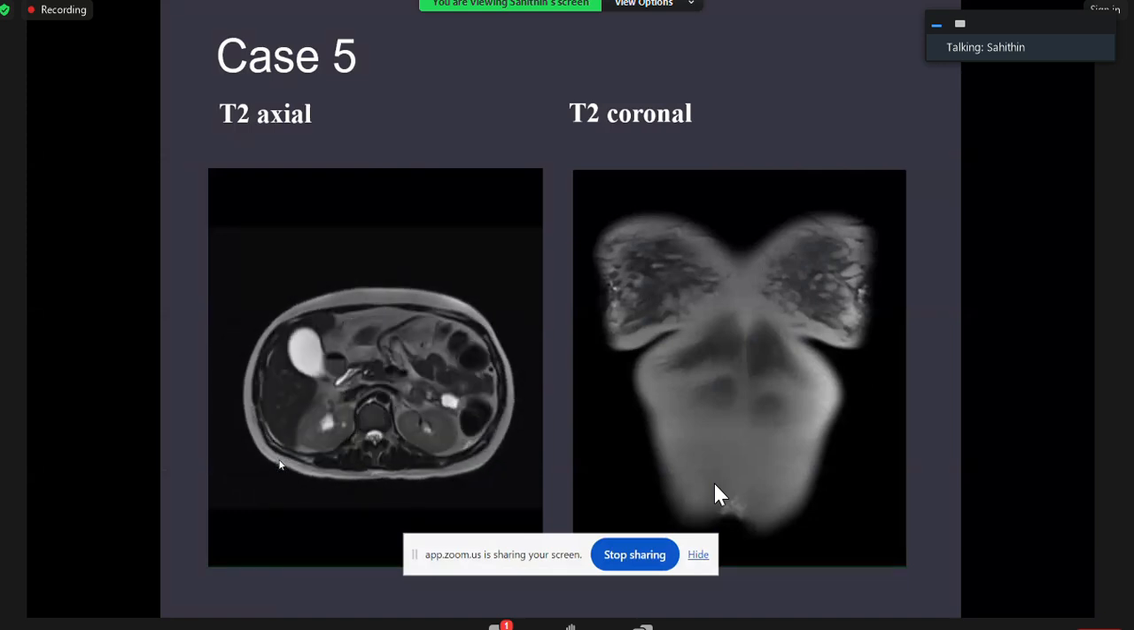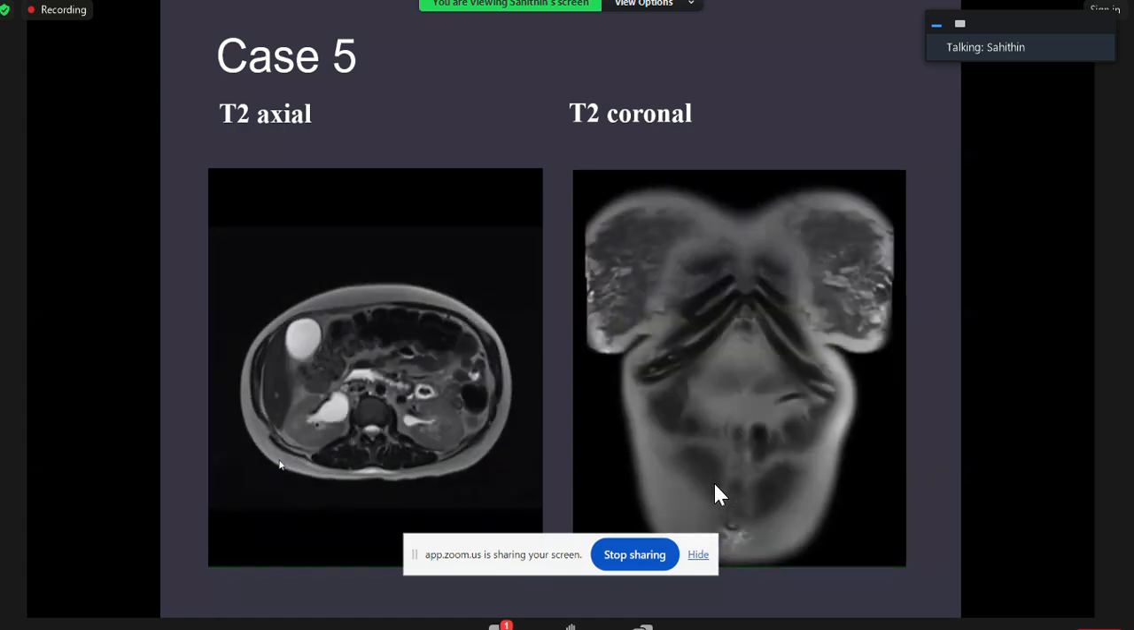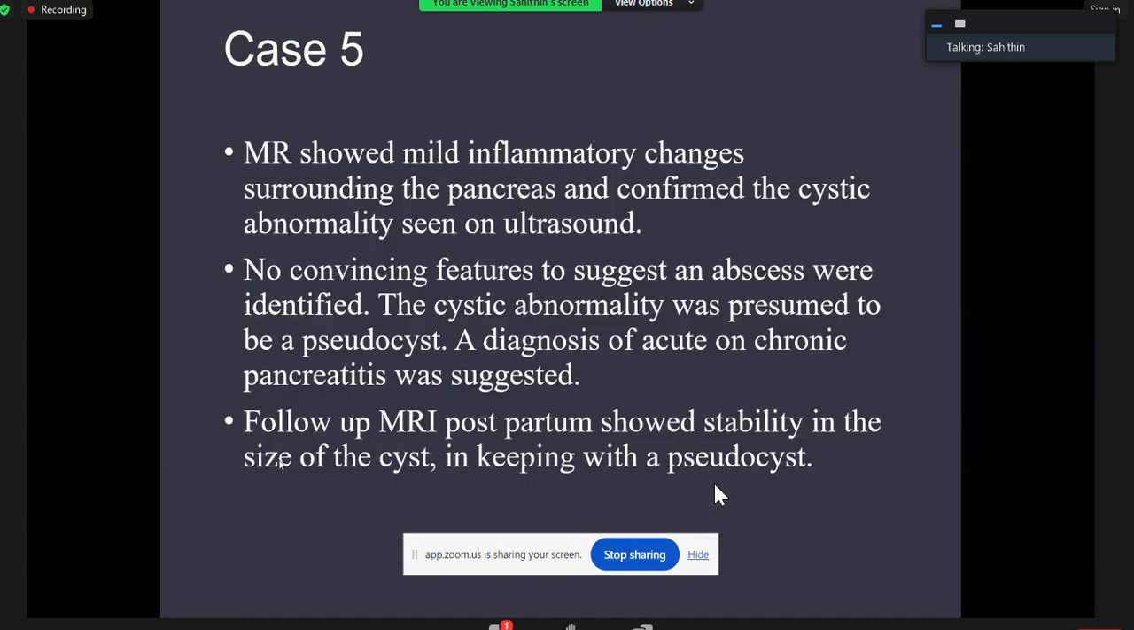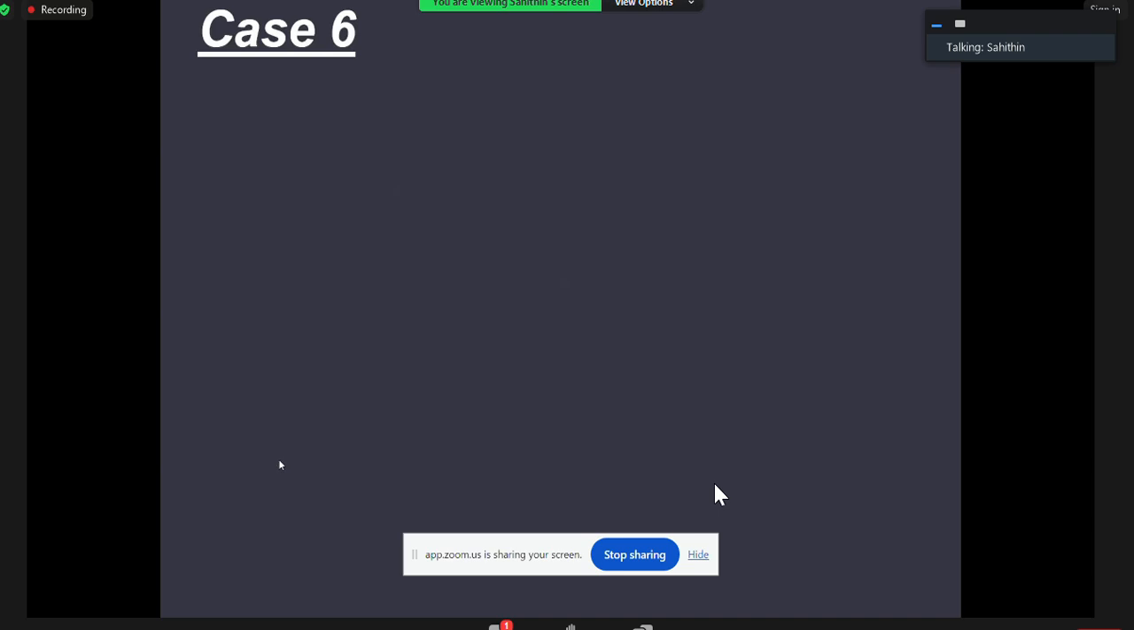It remained stable, and after the pregnancy, when she had an MRI, it just showed that it was stable and did not have any features of IPMN or any other cystic lesion. So it was diagnosed as a pseudocyst, and she had acute and chronic pancreatitis. So we avoided intervention or drainage. Again, it's where we've done the best thing for the patient and avoided any unnecessary intervention.